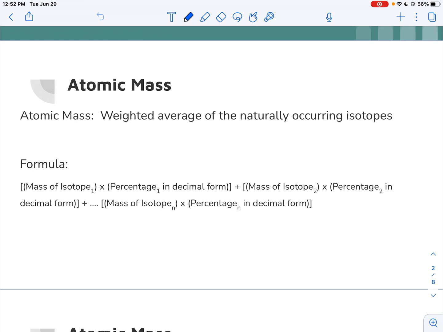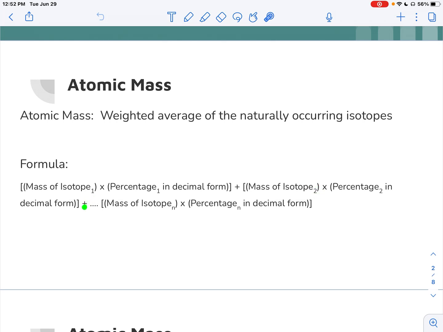Okay, so what this formula says is that, let's say there are 4 isotopes of some particular atom. To find the atomic mass, you'll take the mass of the first isotope. That's what I mean by isotope 1. And then you multiply that by the percentage of that isotope. That's percentage 1. I also put that you should put the percentage in decimal form. And then you do the same thing for all of the isotopes and add them all together.